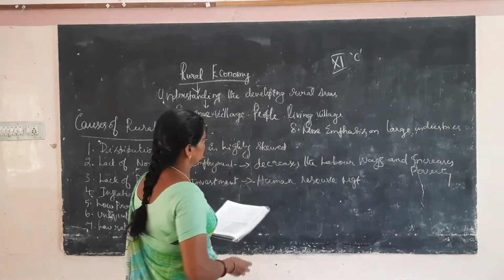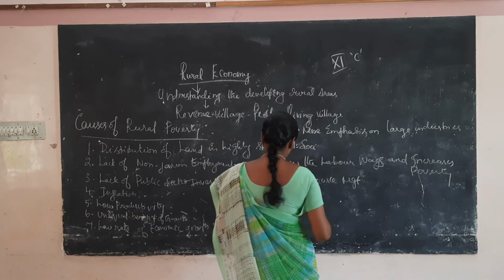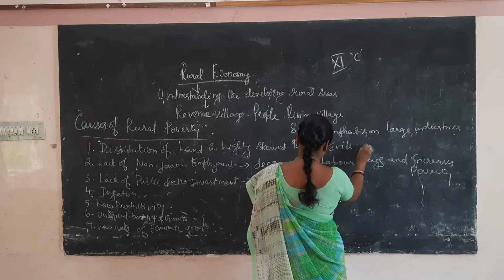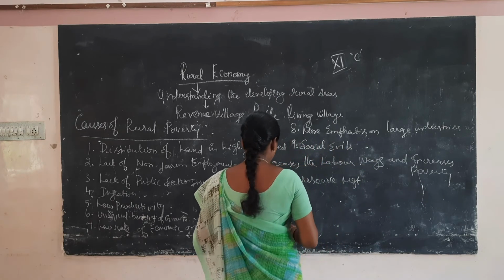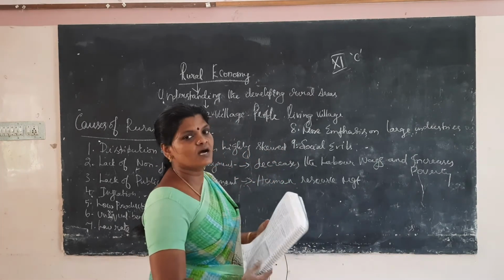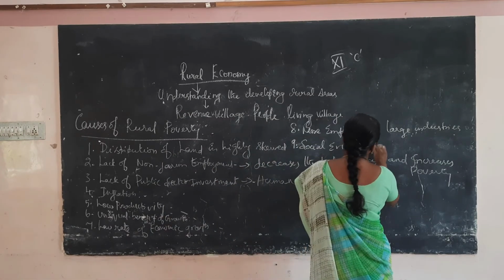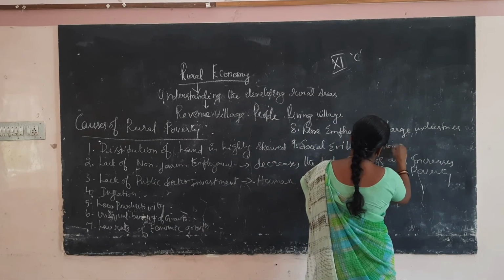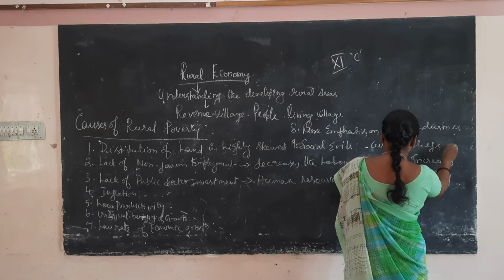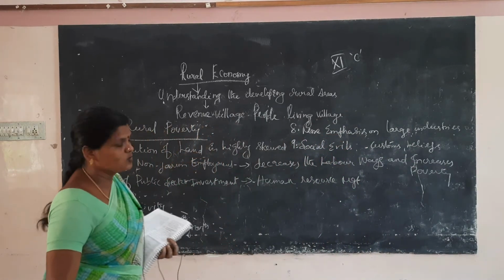Next one is social evils. Social evils like customs and beliefs increase unproductive expenditure. These are all the causes for rural poverty.